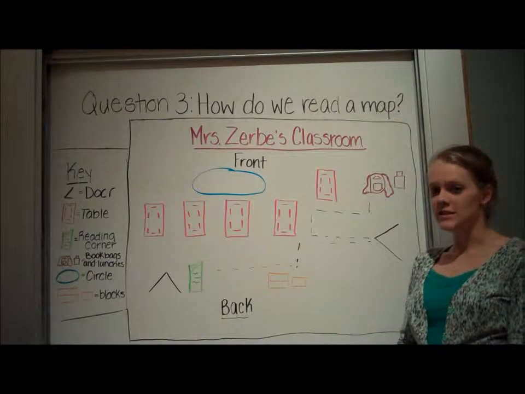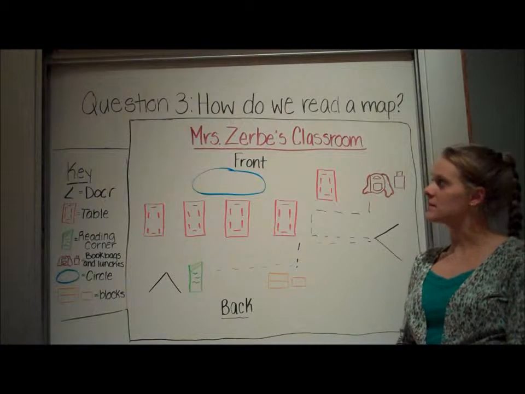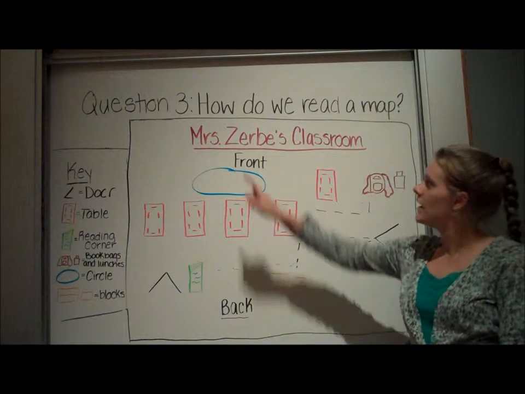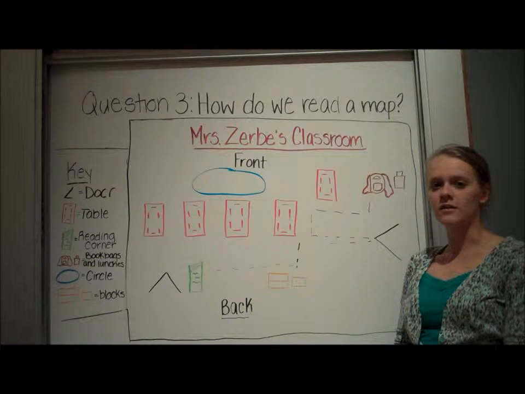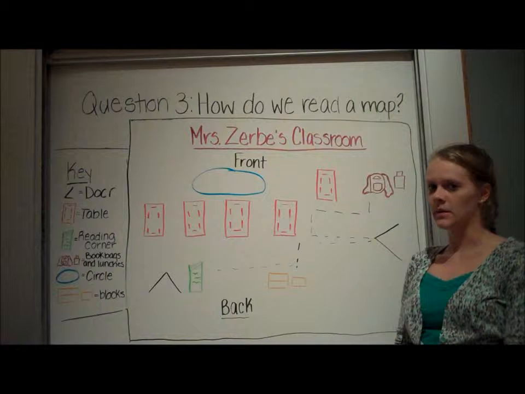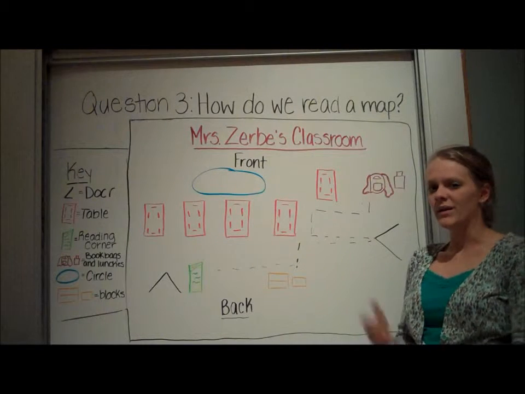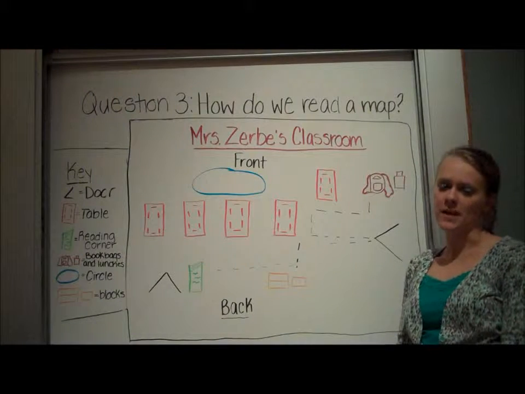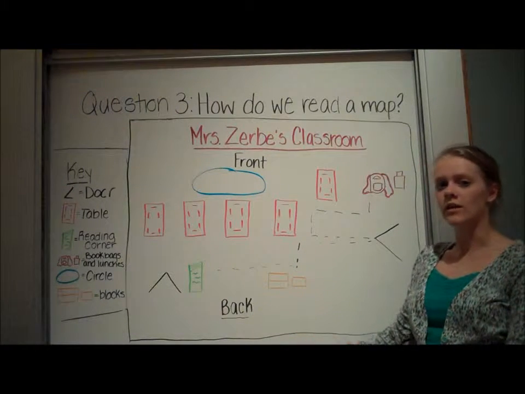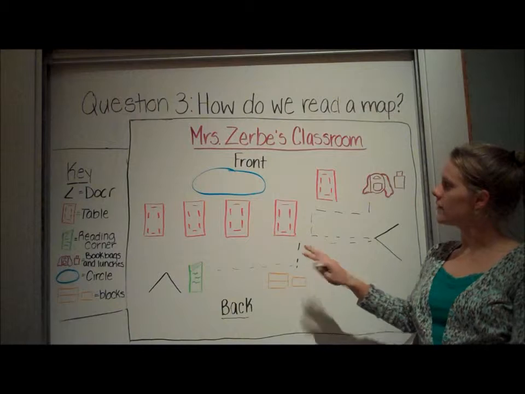Tonight we're going to continue our exploration on maps, and we're going to answer the question, how do we read a map? The first thing you want to look for when you are looking at a map is you want to figure out, what are you looking at? Are you looking at a map of a state? Are you looking at a map of a building? Let's take a look at what map we have in front of us.